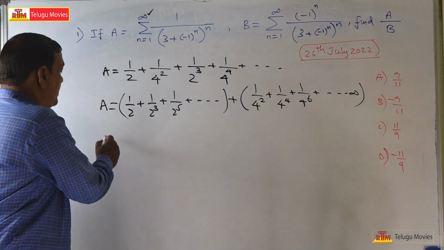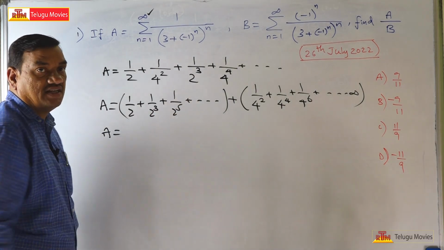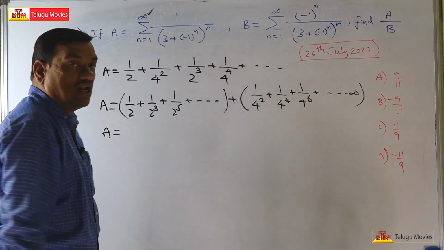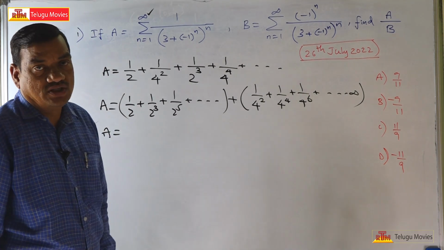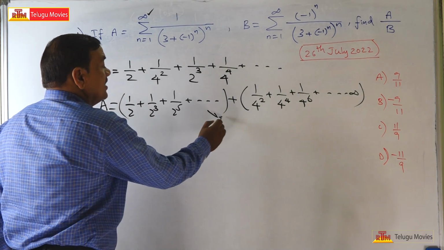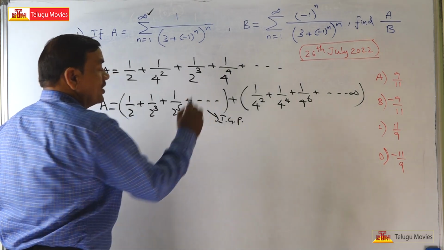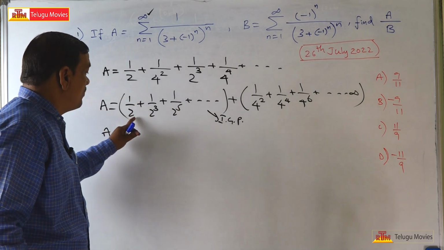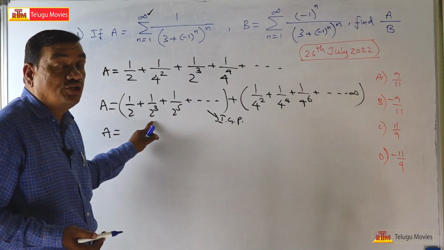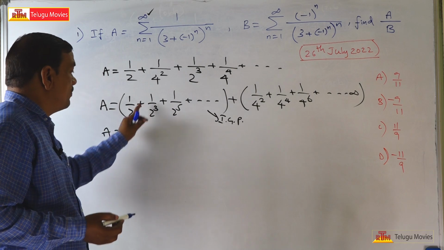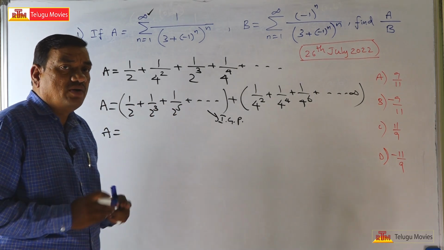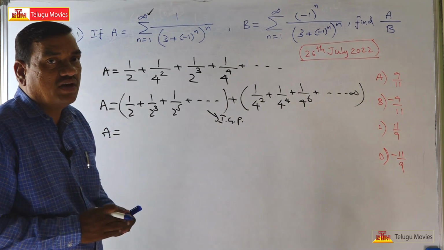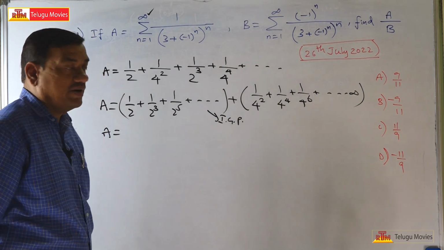Anybody can say this. Even small children can do that. Even 10th class students can do this. So this is an infinite geometric progression with the first term 1 by 2 and the common ratio 1 by 2 square. See here, 1 by 2 square, 1 by 2 square, common ratio. And 1 by 2 square means 1 by 4, it lies between minus 1 and plus 1. That's why it is an infinite geometric progression.